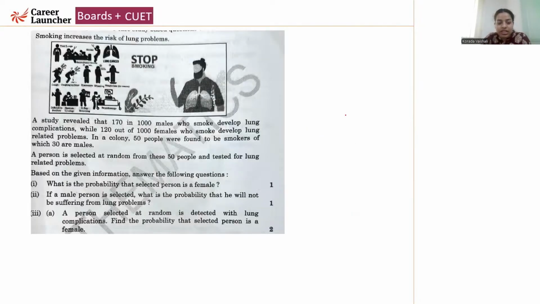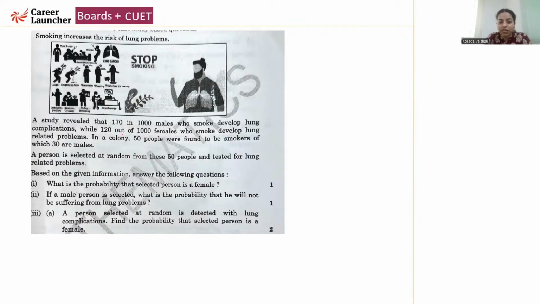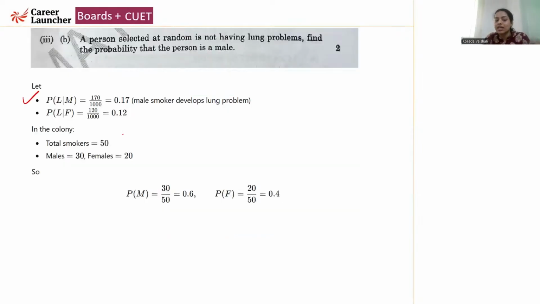Now moving on to question number 36, we are given that a study is being conducted जिसमें 170 in 1000 males who smoke develop lung complications while 120 out of 1000 who smoke develop lung related problems. So इसमें क्या क्या हमें given है? We are given probability of L given M. Male smoker develops lung problem and for that of a female भी हमें given है. Total smokers is 50 और हमें male female का जो value given it is going to be 30 males and 20 females. So हमने probability separately निकाल लिया है.